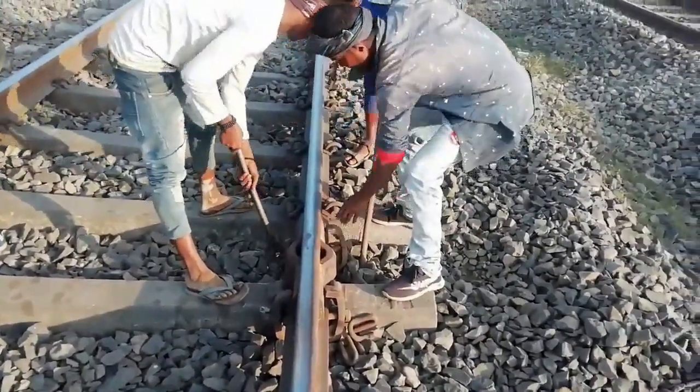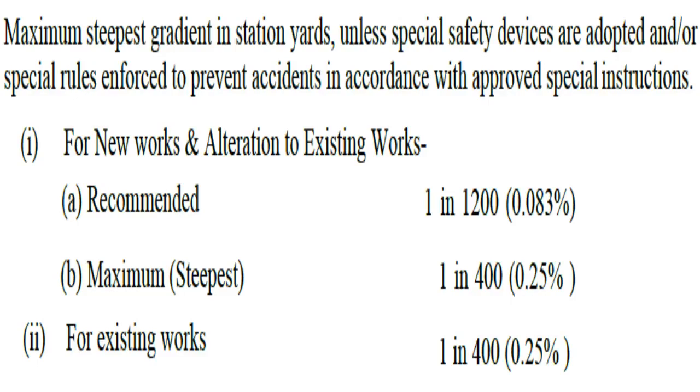While regrading, if possible, provide recommended gradient, that is 1 in 1200. If not possible, at least maximum steepest gradient, that is 1 in 400, shall be provided on existing track.